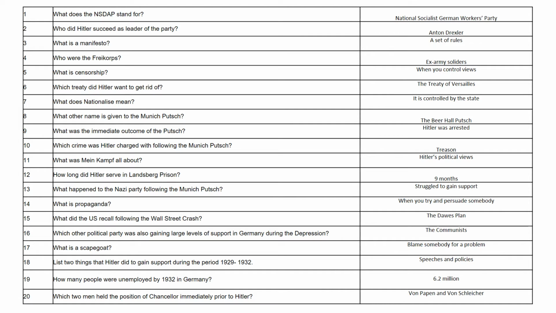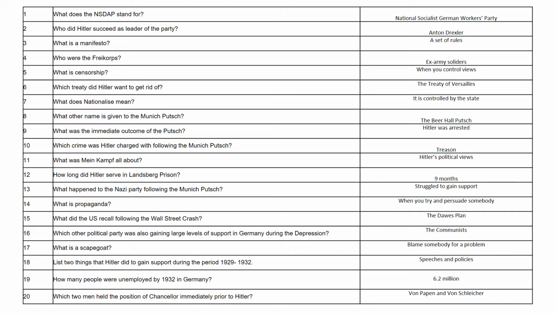Propaganda is when you try and persuade somebody of an idea. The US recalled the Dawes Plan, or certainly the loans involved with the Dawes Plan, after the Wall Street crash. So that destroyed Germany's economy. The communists are also doing very, very well at the time that the Nazis are. Scapegoat is when you blame somebody for a problem. So remember, Hitler tries to blame other people for the problems in Germany. Blames Weimar, blames Jews, blames lots of other groups.